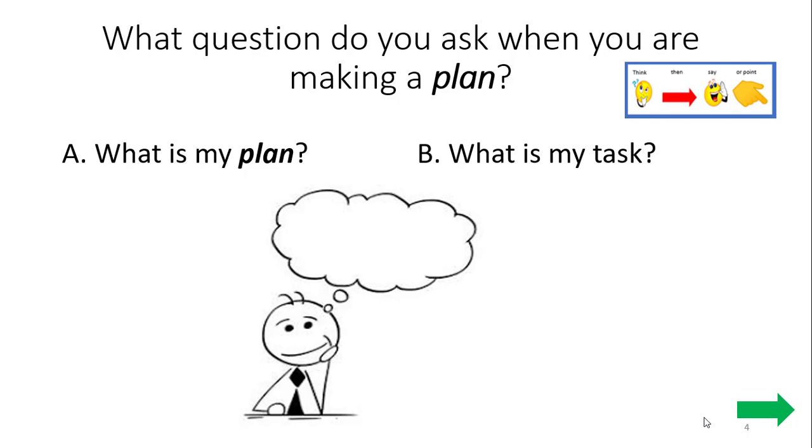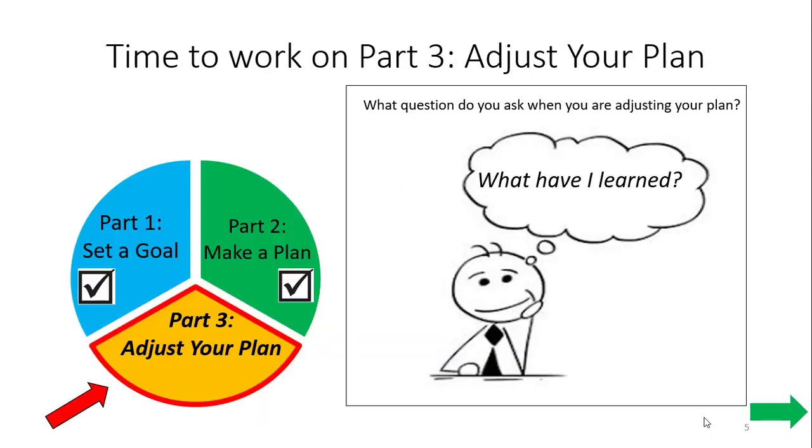What question do you ask yourself when you're making a plan? Is it A, what is my plan? Or B, what is my task? Caleb, make your selection now. Did you say A, what is my plan? Nice work. So we're working on part 3 right now, which is adjust your plan.